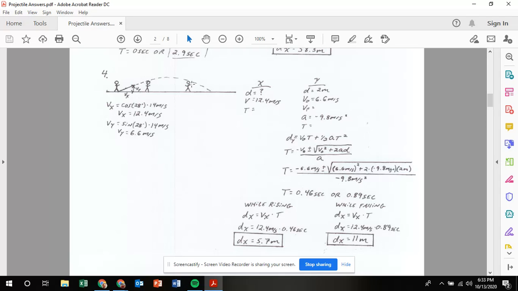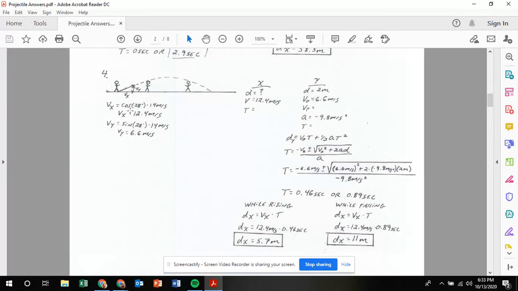Here's another possible spot for the teammate, depending on if they head the ball while it's on its way up or head the ball while it's on its way down. The problem does not specify. How far away are the two players from one another? So basically, we're looking for the displacement in the x from the person who's kicking the ball to one of these two people. There are two possible answers to this one.